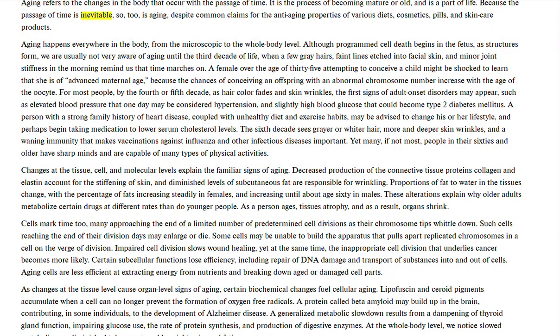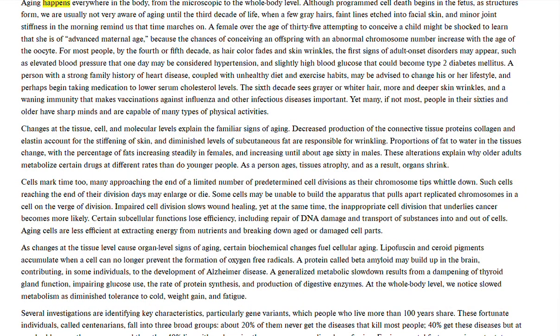Because the passage of time is inevitable, so, too, is aging, despite common claims for the anti-aging properties of various diets, cosmetics, pills, and skincare products. Aging happens everywhere in the body, from the microscopic to the whole body level. Although programmed cell death begins in the fetus, as structures form, we are usually not very aware of aging until the third decade of life, when a few gray hairs, faint lines etched into facial skin, and minor joint stiffness in the morning remind us that time marches on.